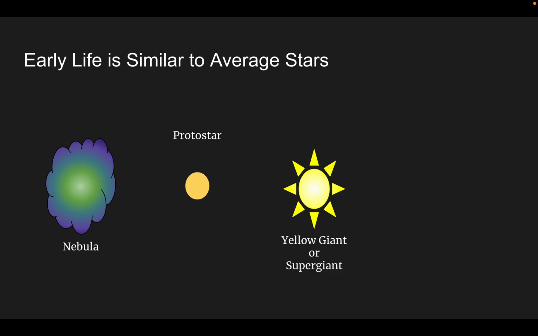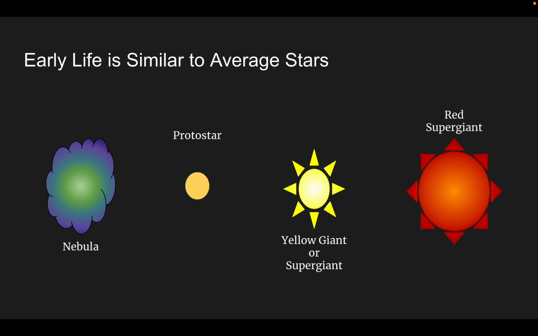This is a little bit different. For average stars, this would be a yellow dwarf, but for giant and supergiant stars, it's a yellow giant or yellow supergiant. Other terms you might see instead of giant or supergiant are massive or most massive. Moving on, and then instead of being a red giant, they turn into red supergiants.